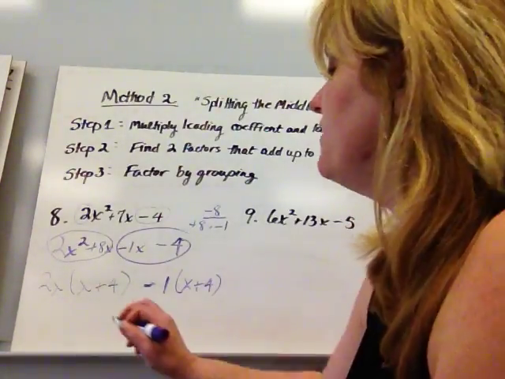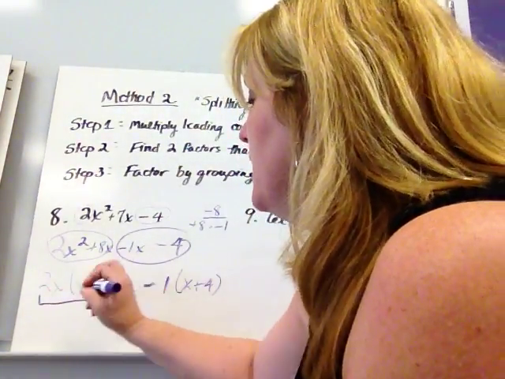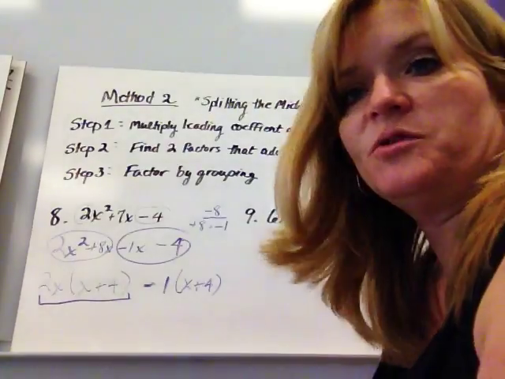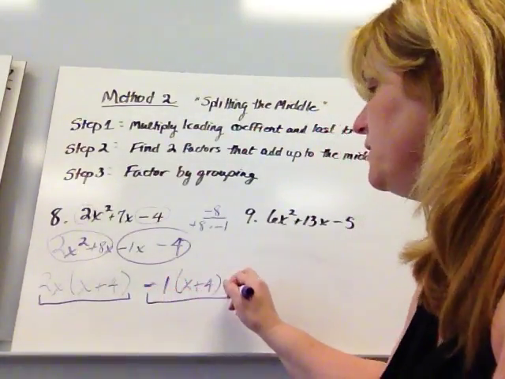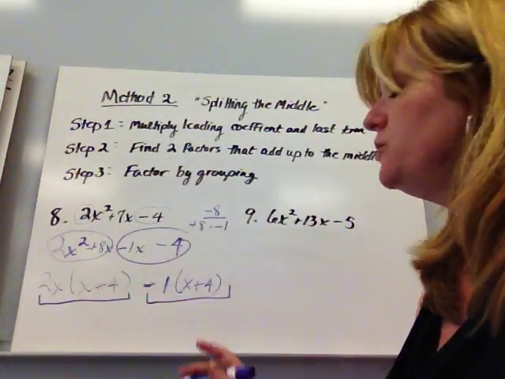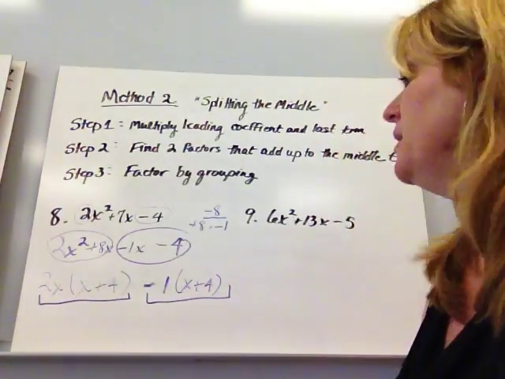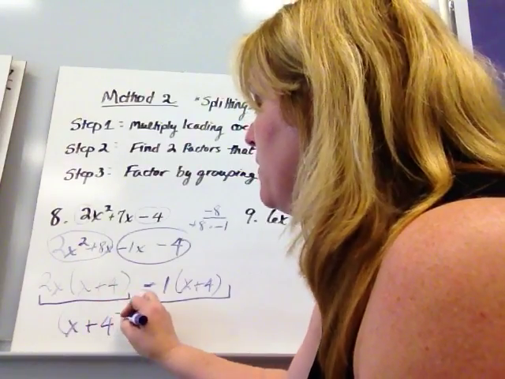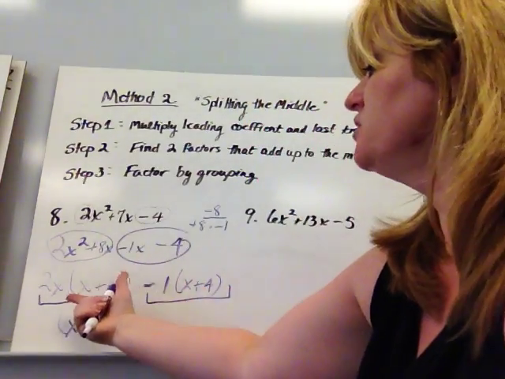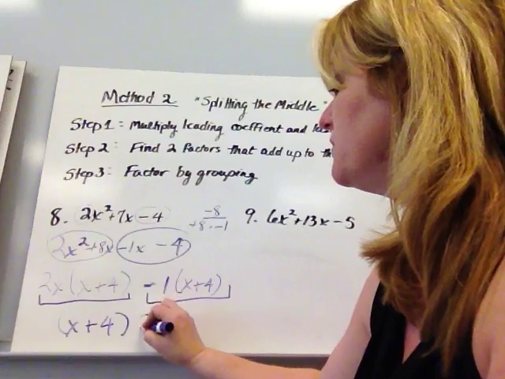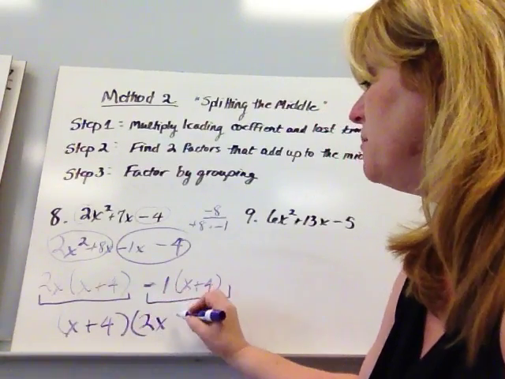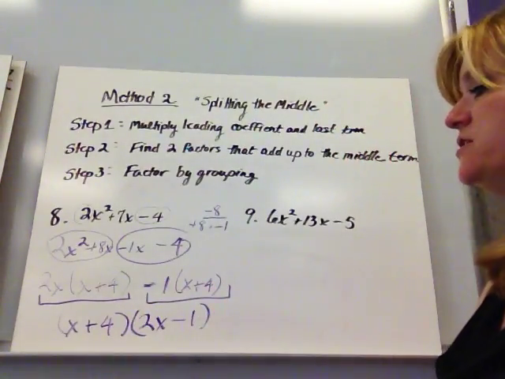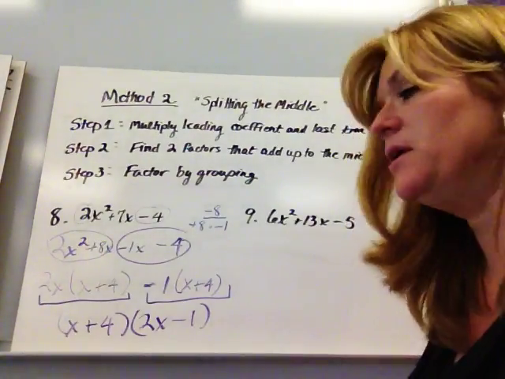Now, look what I have. I have a term here, it's 2x times x plus 4, and I have a term here of negative 1 times x plus 4. Those 2 terms have an x plus 4 in common. So I'm going to factor out the x plus 4. When I factor out the x plus 4, look what's left, a 2x and a minus 1. I just factored that by splitting the middle.